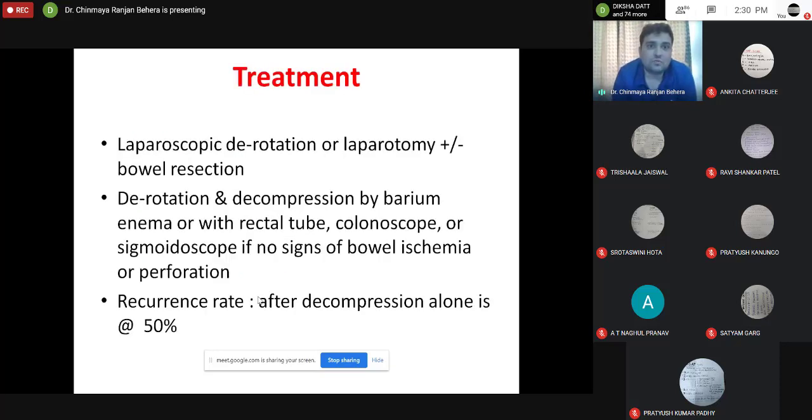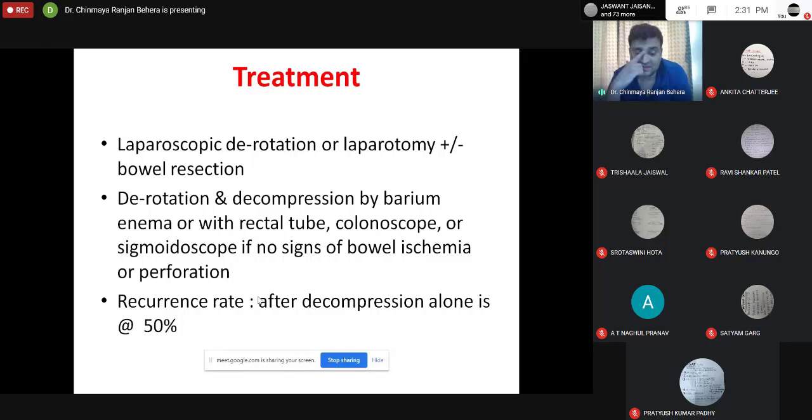So what do you do with these patients? Initially, always preoperative preparation and then plan for decompression. Decompression can be done laparoscopically or colonoscopically. Decompression is basically to tide over the crisis. If there is no gangrene, then you can just do a colonoscopy, derotate and decompress it, and later take up the patient electively for surgery. If there is gangrene, then you never try. Gangrene is a contraindication for colonoscopy.